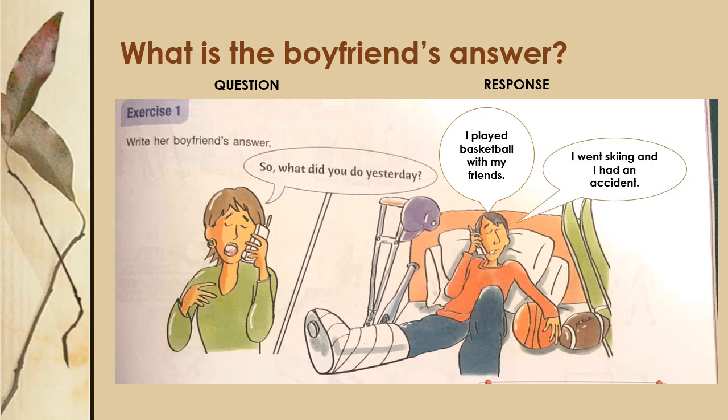Or he may have said, I went skiing and I had an accident. Because as you can see, there is a skiing equipment, and you can see that his feet are bandaged, so maybe he had an accident. So I went skiing and I had an accident. Or there's a football, so he may have said, I played football. So those answers are talking about the past, not talking about the future or the present. This is about the past. Okay, so this is an example of how to talk about the past.